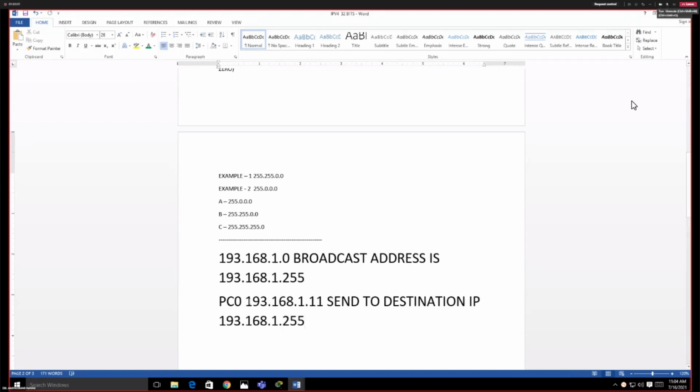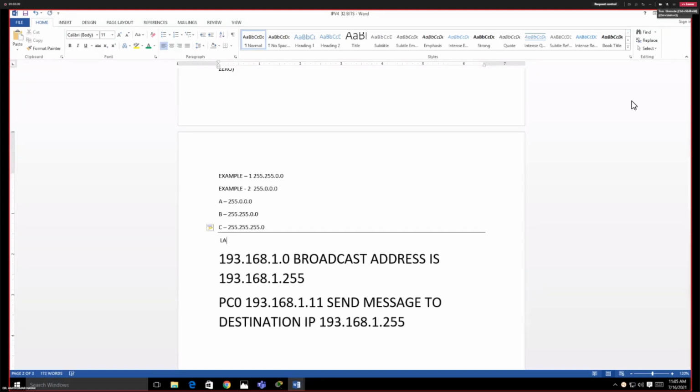If PC0, which has IP address 193.168.1.11, sends a message to destination IP 193.168.1.255, then what will happen with that message? That message is broadcast to all PCs in the lab. How many computers are there in lab 1? 24. So all remaining 23 computers will receive the message. Are you getting this or not?